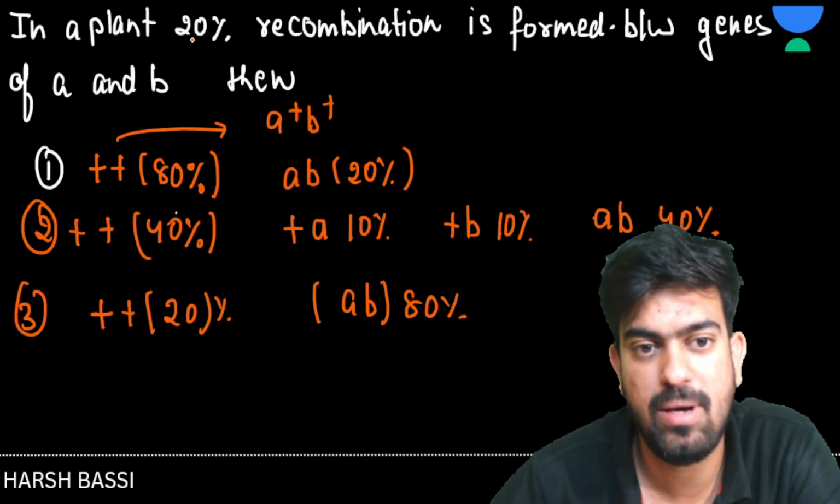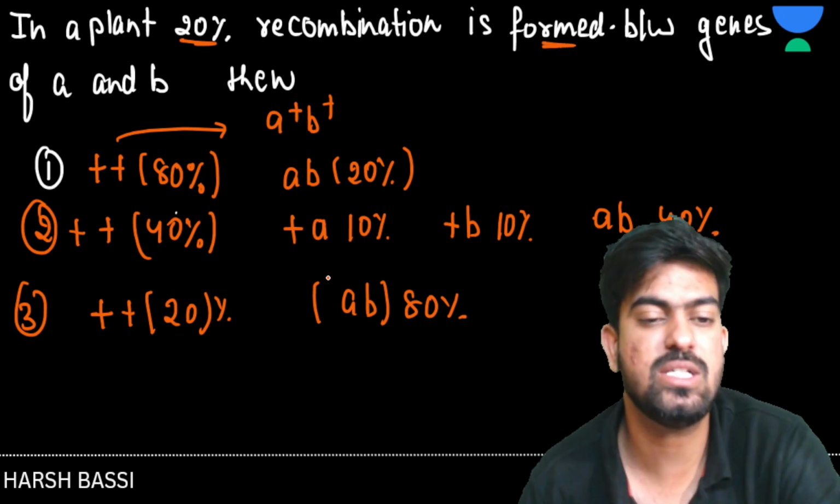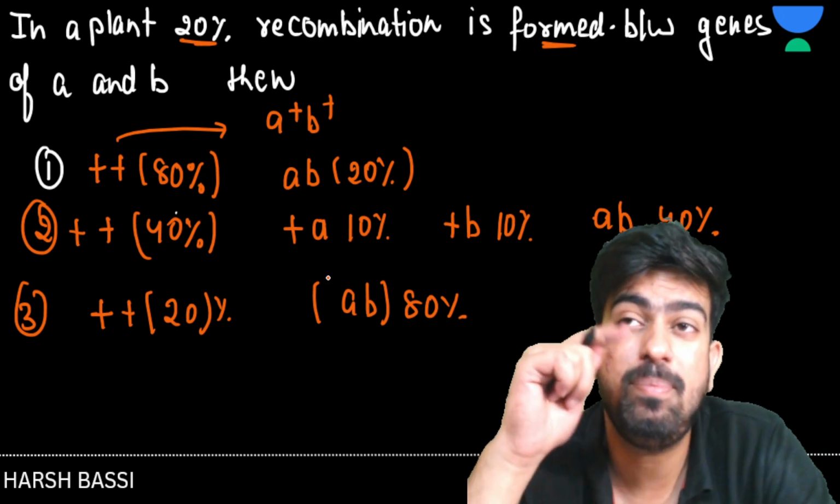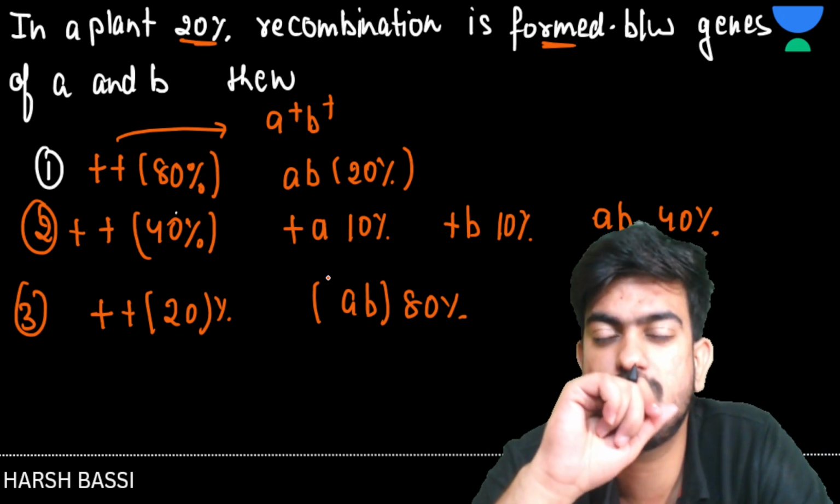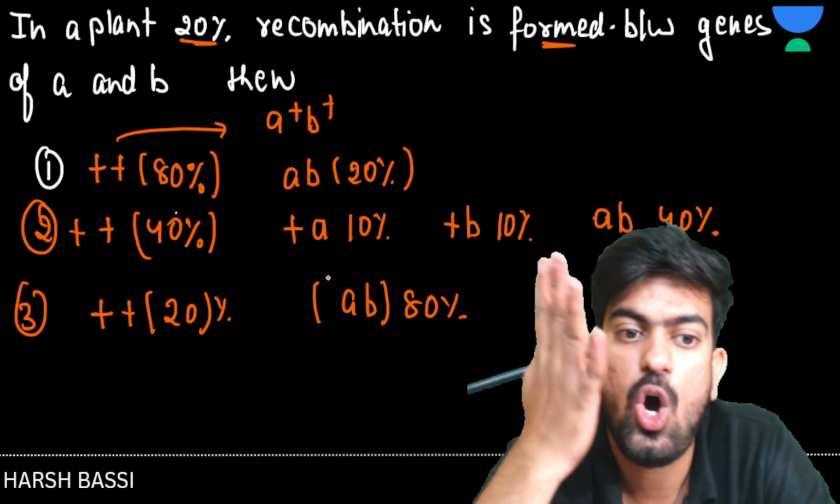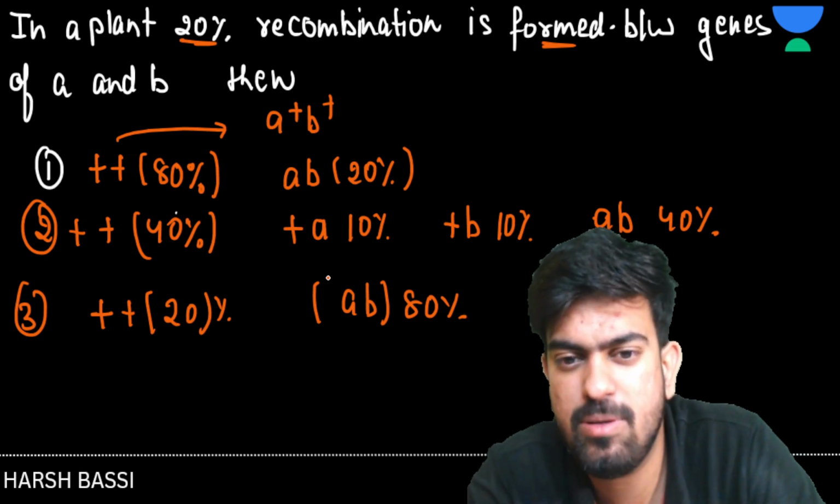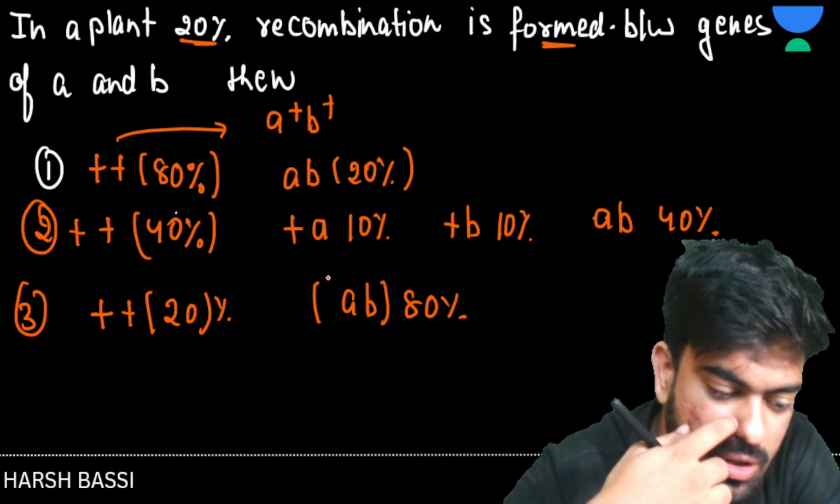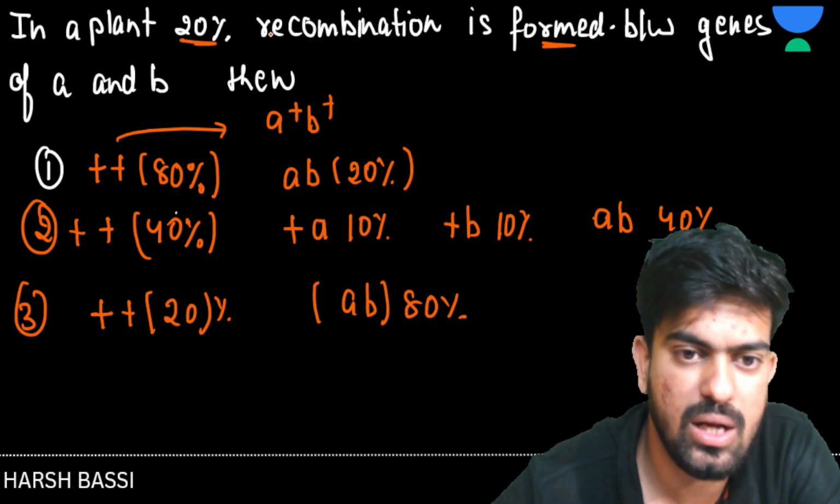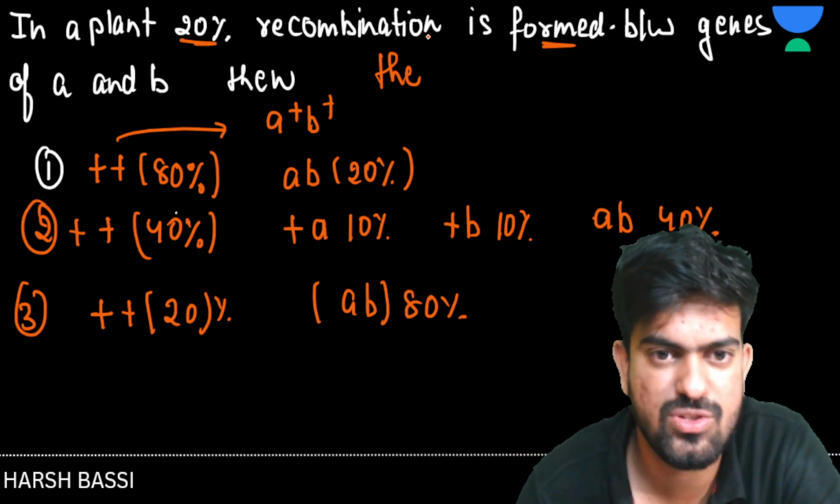Okay, now let's solve the question. Did you understand the question? What the question is saying is that in a plant 20% recombination is formed between genes A and B. Then which one is correct? Is A plus B plus going to be formed at 80%, or AB at 20%, or plus plus at 40%, or plus A at 10% and plus B at 10%, right? In the question it's also given that the parents are kind of pure.